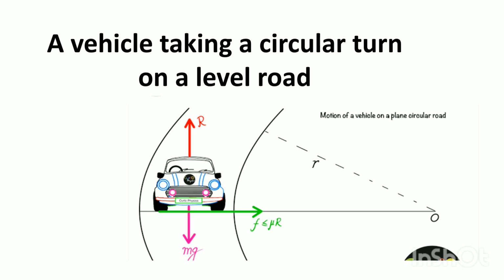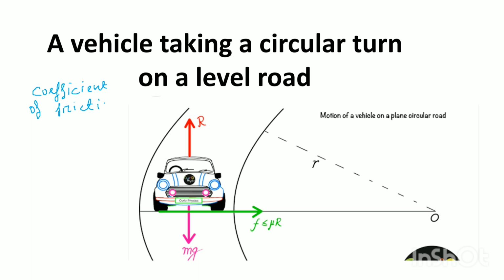Today's discussion is a vehicle taking a circular turn on a level road. Consider a car of weight mg going around a circular turn of radius r with velocity v on a level road, as shown in the figure.